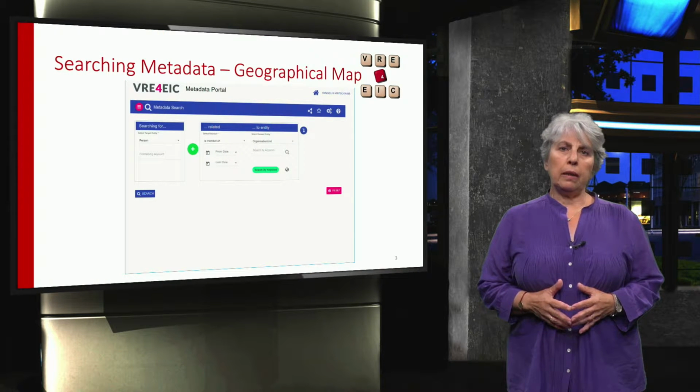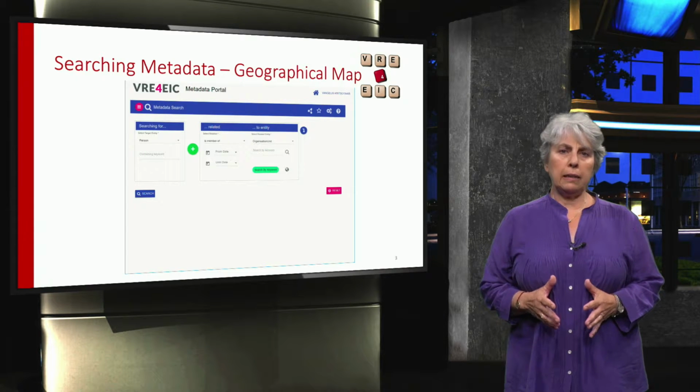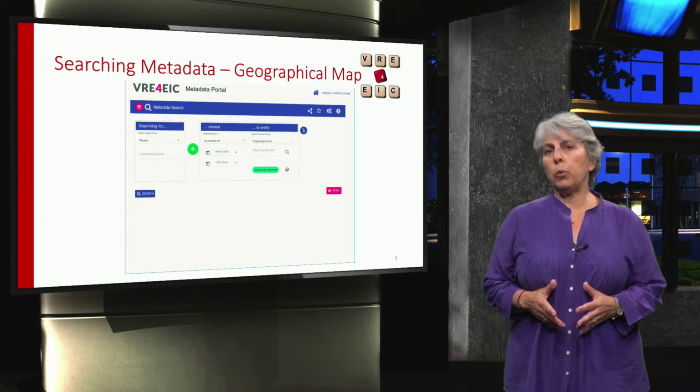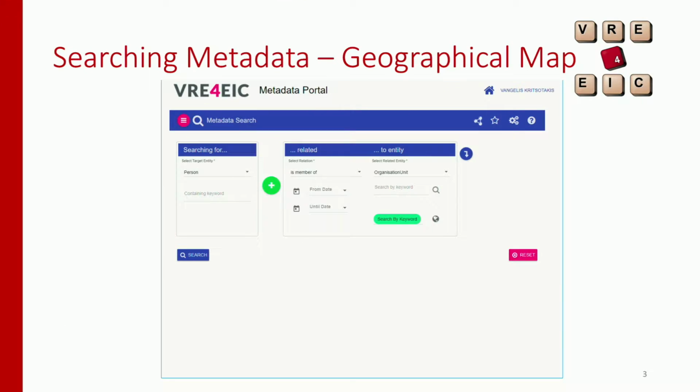Let's assume that the user wants to find persons that are members of organization units in Italy, and more specifically in the area of Tarquinia. Organization unit, the related entity selected, has geospatial nature. In this case, the selection of instances can be performed by interacting with a geographical map. The map is displayed by clicking the map icon button.